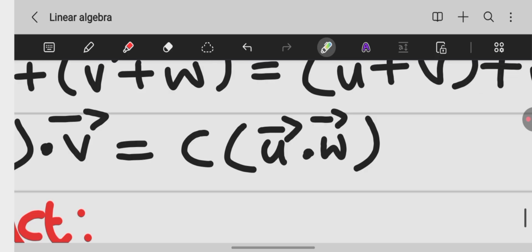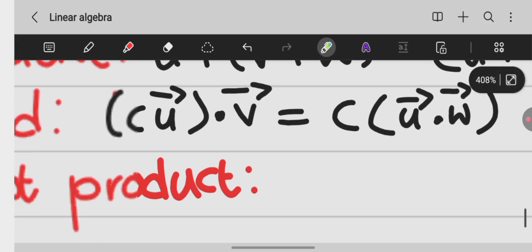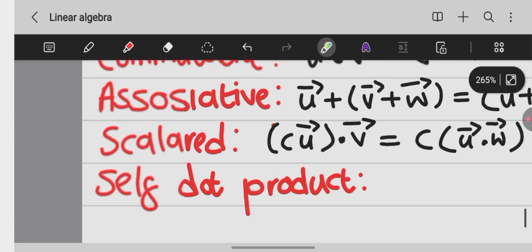And remember your BODMAS, so every time you just want to start with the bracket instead of the outside. So here you have the vector u dotted with the vector w, it would give you a constant. If you multiply a constant with another constant, you obviously get a bigger constant, and that results in a constant. And then let's talk about the self dot product.